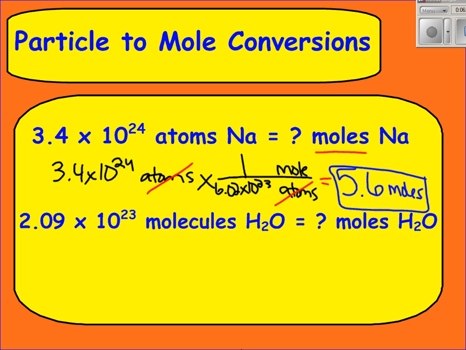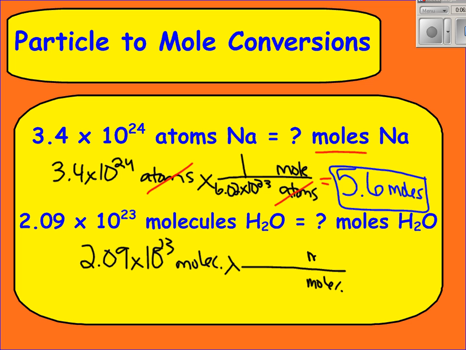Go ahead and try the second one. You have 2.09 times 10 to the 23rd molecules, and you're asked to convert that into moles of H2O. We have 2.09 times 10 to the 23rd molecules. And we need molecules to be on the bottom in order for it to cancel out to get to moles. Same conversion, for every 1 mole, there is 6.02 times 10 to the 23rd. Molecules cancels out, and now we're left in moles. Your total answer, with the correct sig figs, should be 0.347 moles of water.